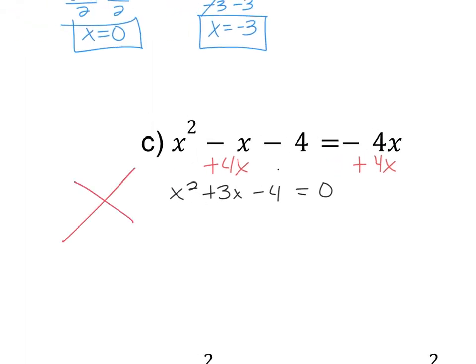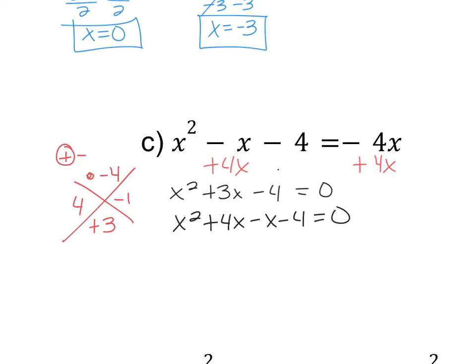All right, there's 3 terms, so let's do product sum. So we need what multiplies to be negative 4 and adds to be 3. That would be a positive and a negative, and the bigger number would be positive. So 4 and negative 1. Sorry if I'm going a little fast. Rewind if you need to. I'm just trying to make sure this video isn't too long.